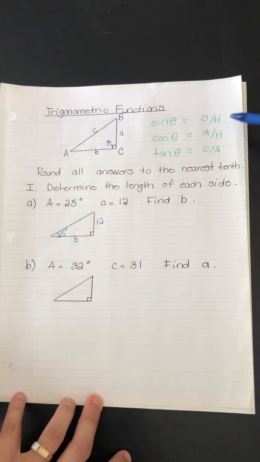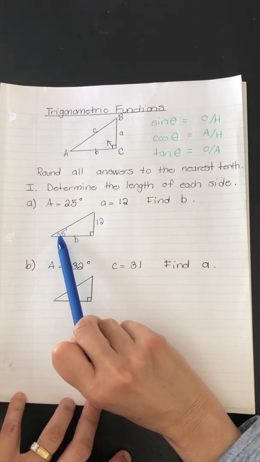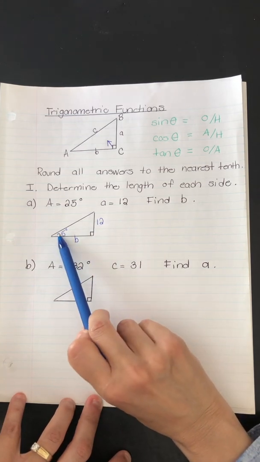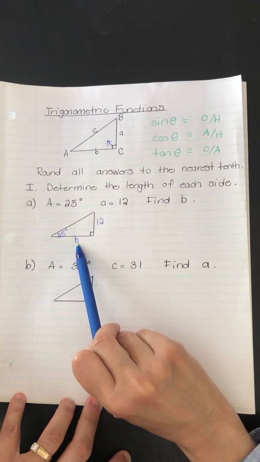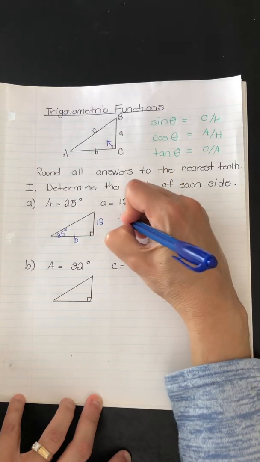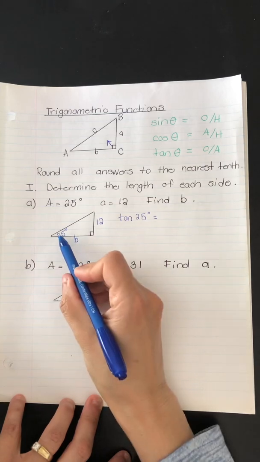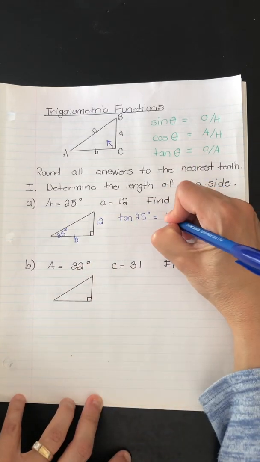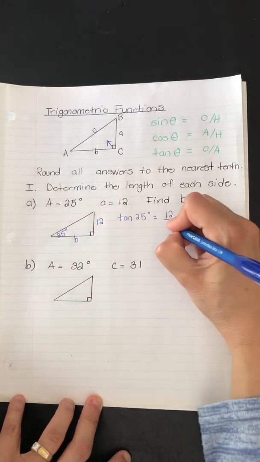Now the objective is to correctly choose the trig function. For this angle, these side lengths are opposite and adjacent. Opposite and adjacent. And so that means we should choose tangent. So the tangent of 25 degrees is equal to the opposite side length, which is 12, divided by the adjacent side length, which is B.